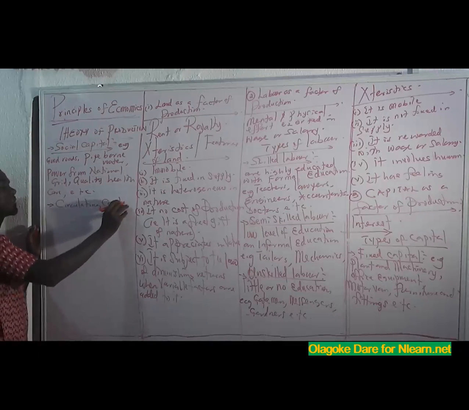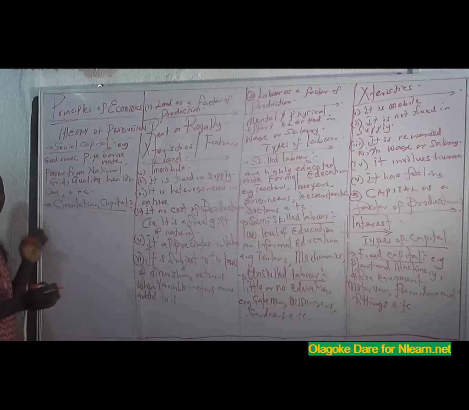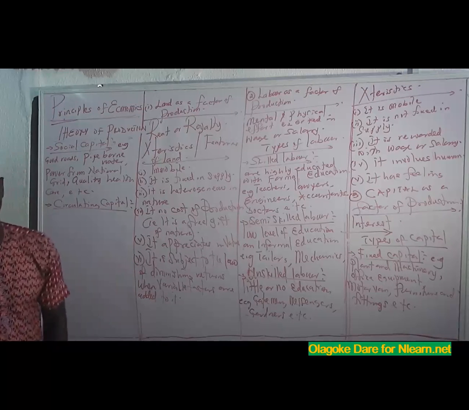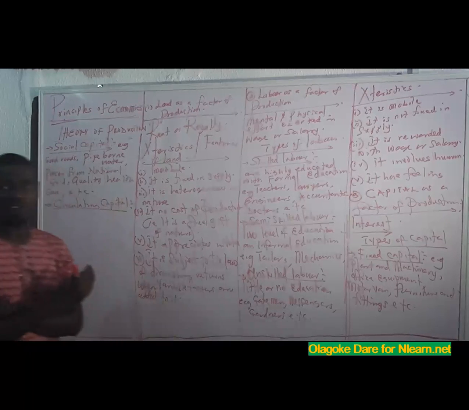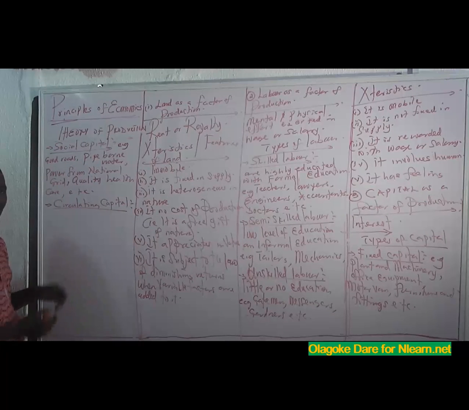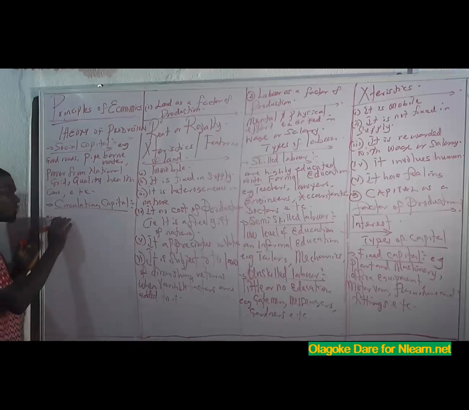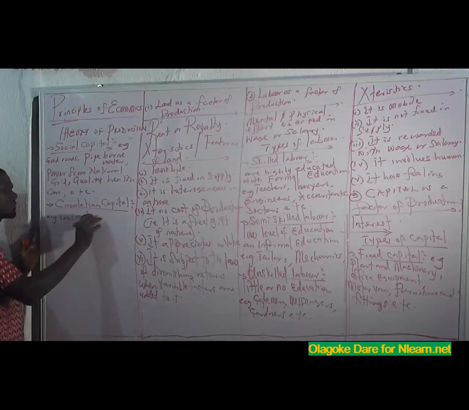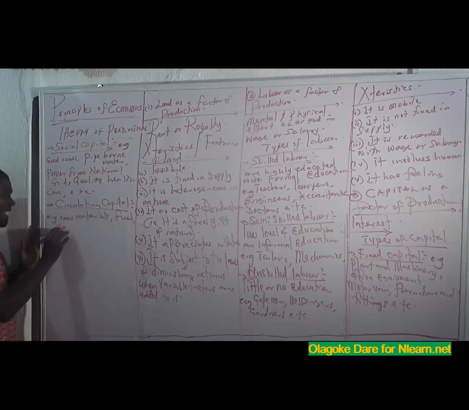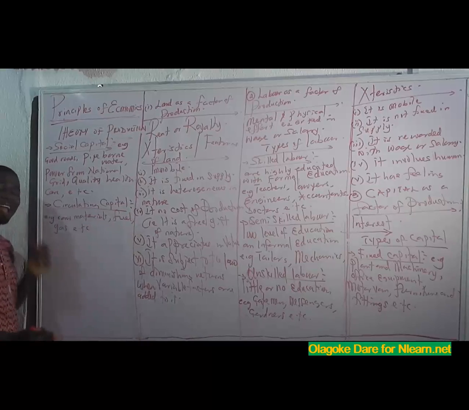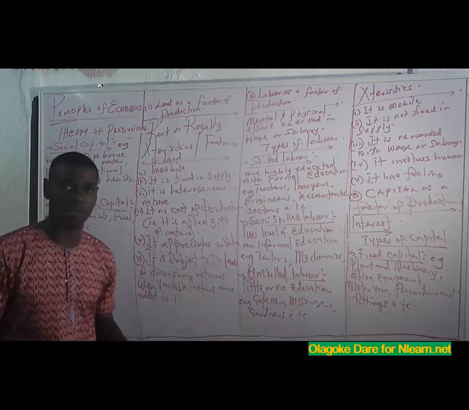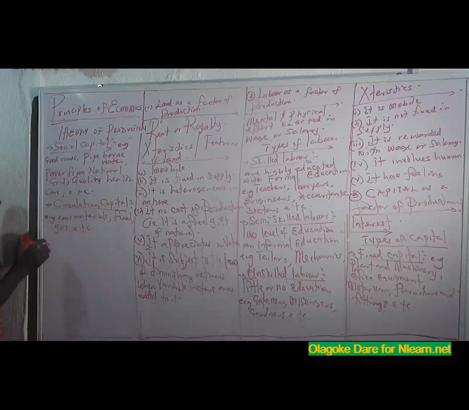Next is circulating capital. Circulating capital refers to items used up in the production process. Any item used up in the production process to produce a commodity is said to be circulating capital. An example of those items are your raw materials, which are used up in the production process, your fuel, your gas, etc. So any items that are transformed into another form during the production process are said to be circulating capital.